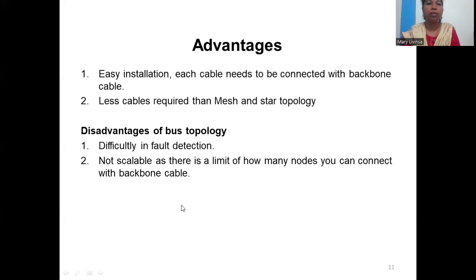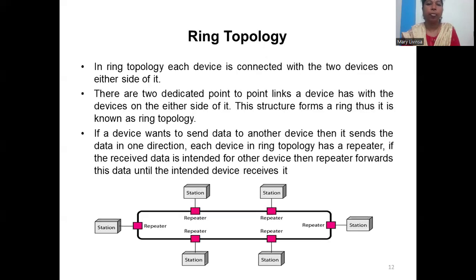The advantages are easy installation. Each device needs to be connected with the backbone cable. Fewer cables are required than mesh and star topology. Disadvantages: it is difficult to detect faults, and it is not scalable as there is a limit on how many nodes you can connect to the main backbone cable.